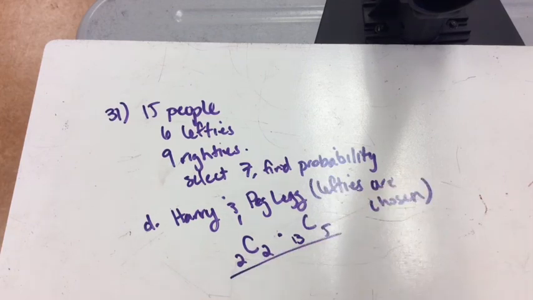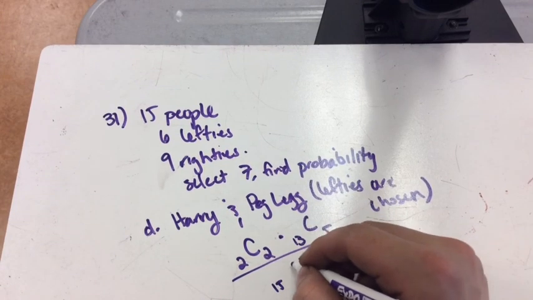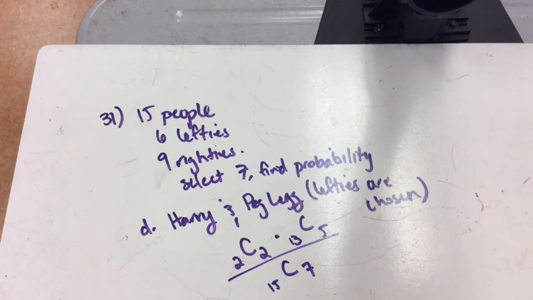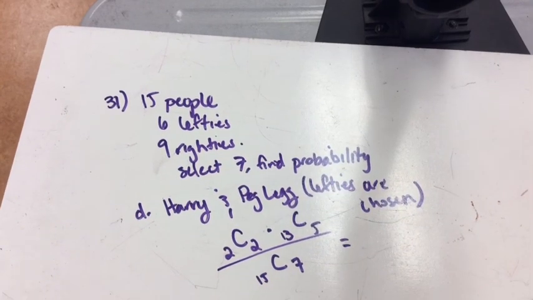Okay, we'll divide this by our entire sample space. So this is going to be 15 choose 7. Notice that our rule still works. We have 2 plus 13 is equal to 15. And we have that 2 plus 5 is equal to 7. Once again, I will leave you guys to do the calculation at home.